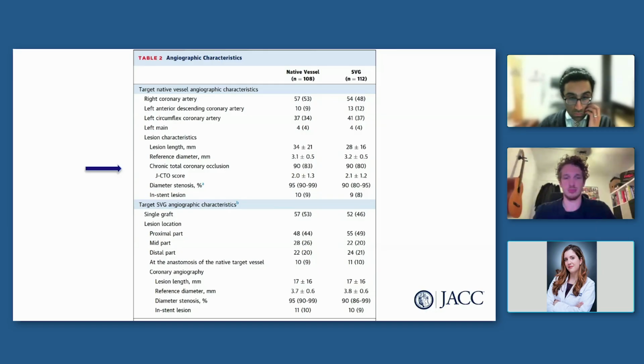So when we talk about high volume CTO operators, the success rate of CTO PCI is in the 70 to 80% range. And that is what was seen in this trial, which also speaks to the fact that the operators in this trial were highly skilled. So it's not surprising that there were 12 patients that had to cross over from the native vessel PCI group, because it's pretty consistent with the rate of failure, especially for first time CTO intervention. But that is a really important and notable factor in the angiographic characteristics in both groups.